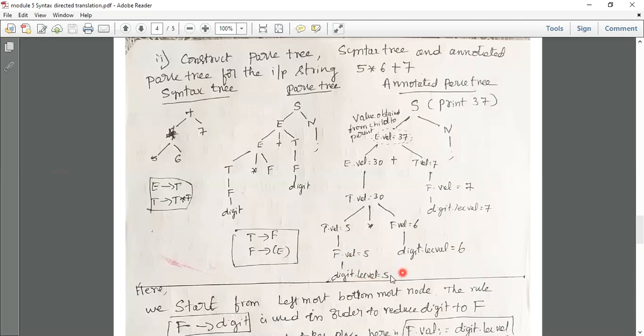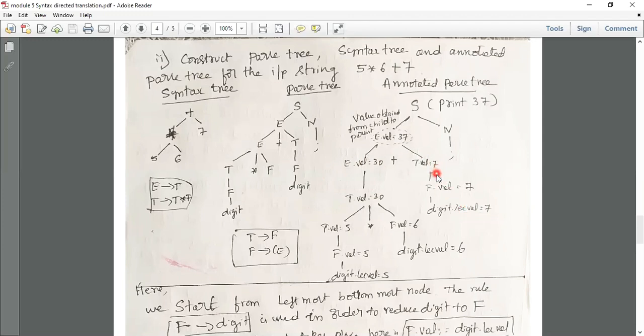Wherever you got this digit, multiply and keep the answer. See, from bottom to the root too. Digit dot lex value equals 5. Digit dot lex value equals 6. Multiply, keep it in the answer, T dot value equals 30. That T, E to T, we have final answer E dot value equals 30. That we have to add with plus 7. Already you got this digit dot lex value equals 7. Add with it from T.